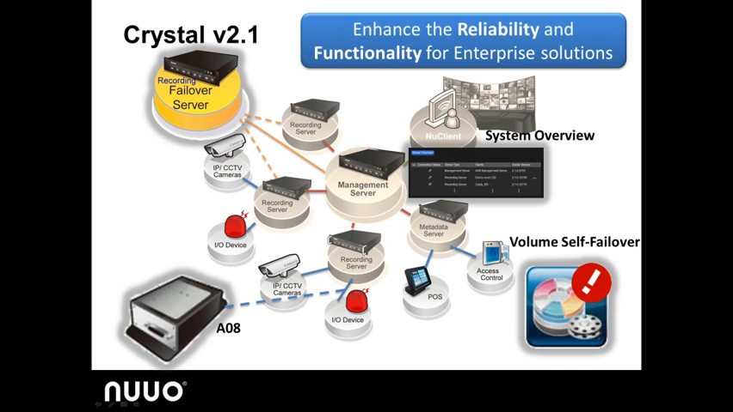Okay, so the last feature is the volume self failover. The volume self failover is a new mechanism that allows the user or the system to keep recording even when there is a certain hard disk failure. Okay, so basically those are the new 4 major features, and I will go through them one by one in today's webinar.